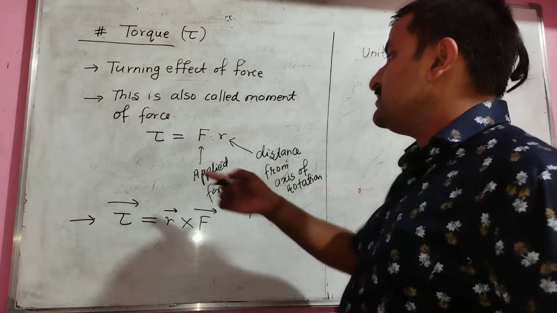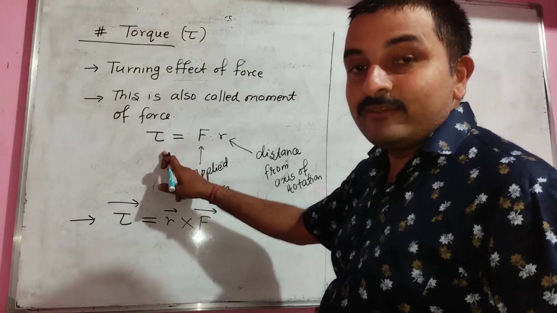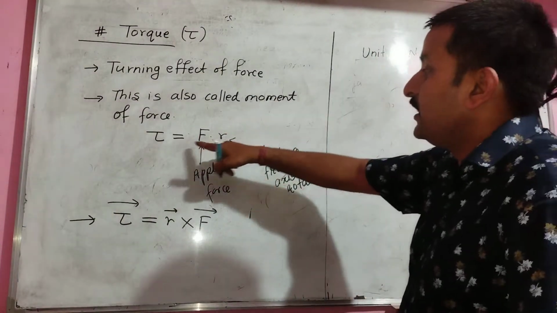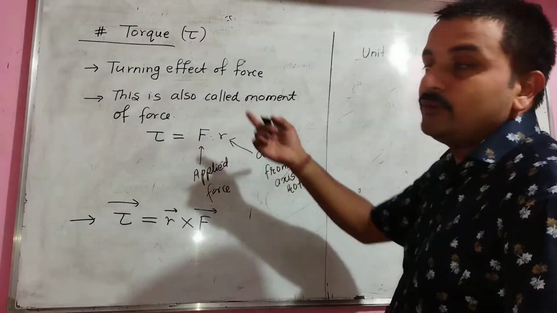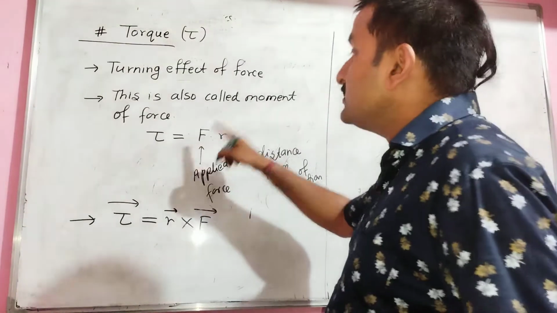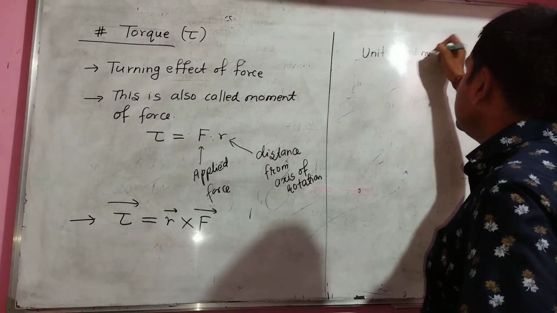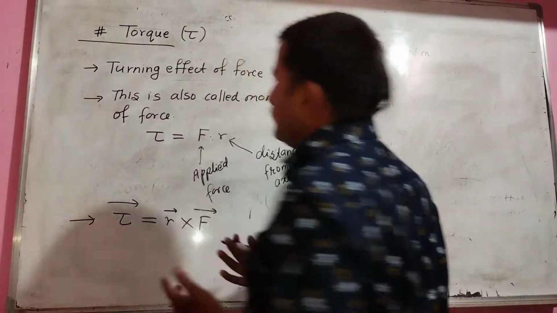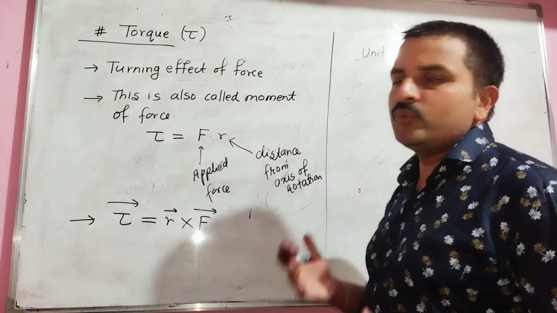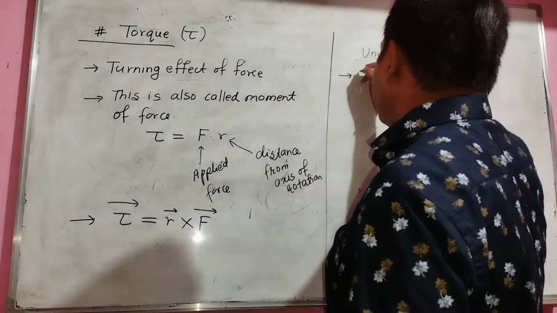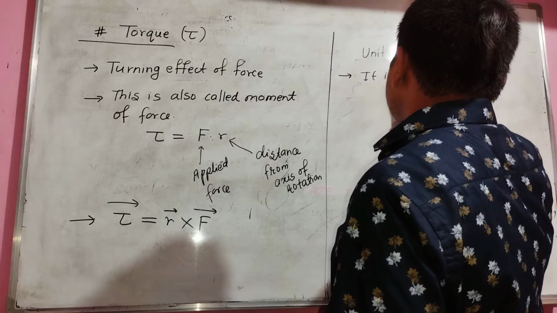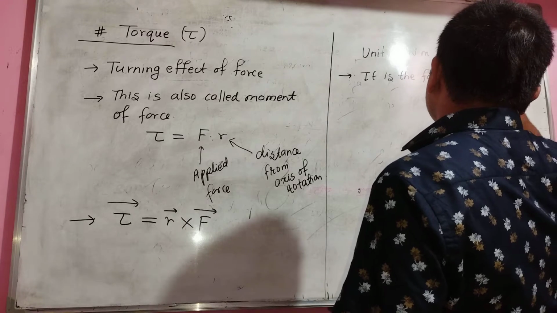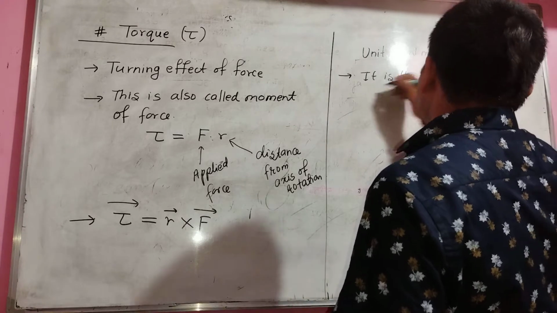Unit, obviously you can clearly see over here. Tau is equal to F into R. The unit of force is Newton, and this is meter. So simply you can understand that it is the force in rotational motion.